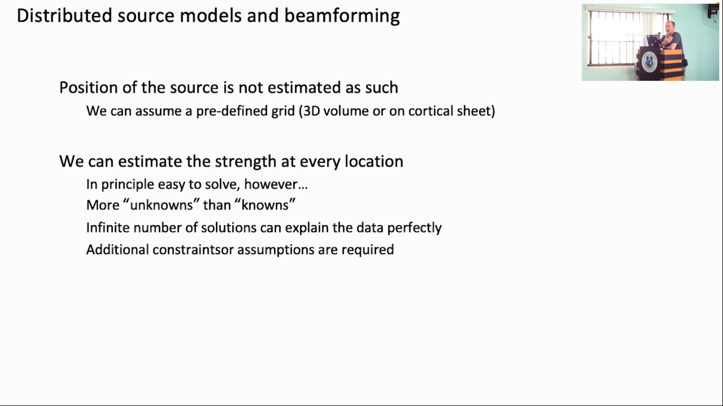In principle, this is mathematically relatively easy to solve. But the problem here is that we have many more unknowns, many more parameters that we have to estimate, than knowns, than the number of measurements. And as a consequence, we have an overdetermined problem, and there's an infinite number of solutions that can explain the data perfectly. And that means that we need additional constraints or assumptions.